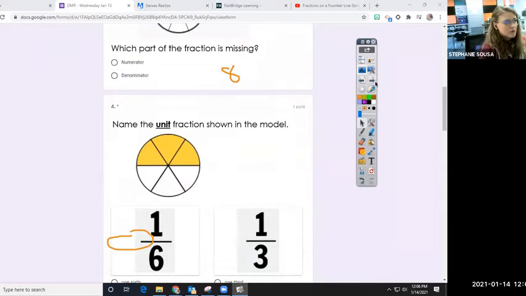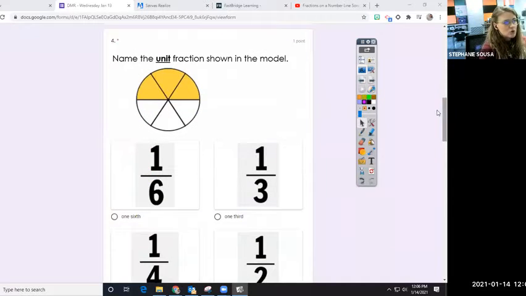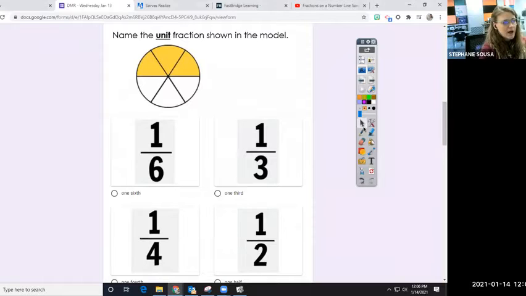Next up, name the unit fraction shown in the model. Remember, unit fraction is the name of one piece. There are 1, 2, 3, 4, 5, 6 pieces. So one of them would be called 1/6. 1 out of 6 pieces. Okay, questions on that one? All right, we're feeling good.